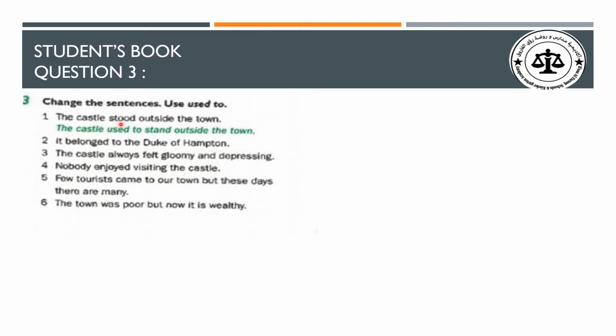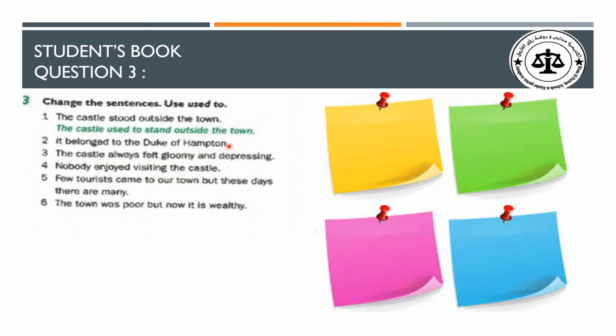In the sentence, we have stood, and this is verb 1. If we want to use used to, we have to change this verb into the infinitive verb. Excellent. So, the castle used to stand outside the town. So, used to is followed by an infinitive verb. Number 2. It belonged to the Duke of Hampton. What's the answer? Yes, it used to belong to the Duke of Hampton.